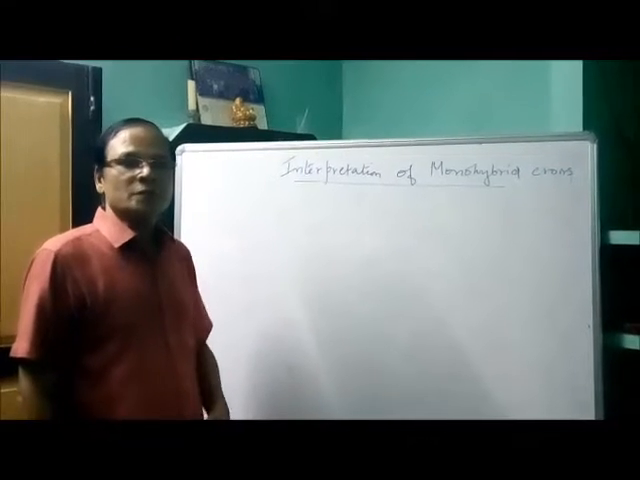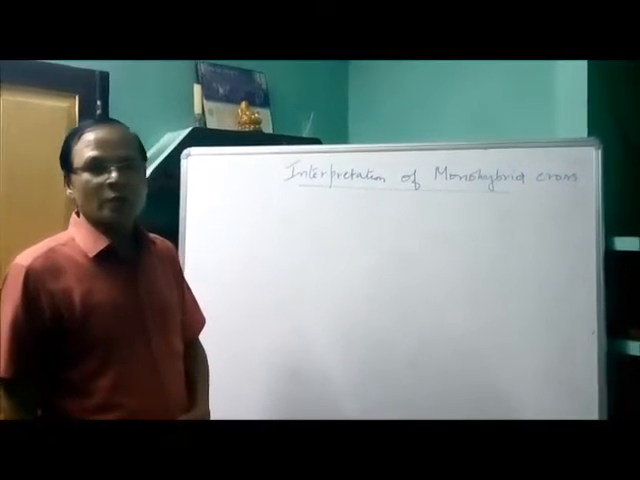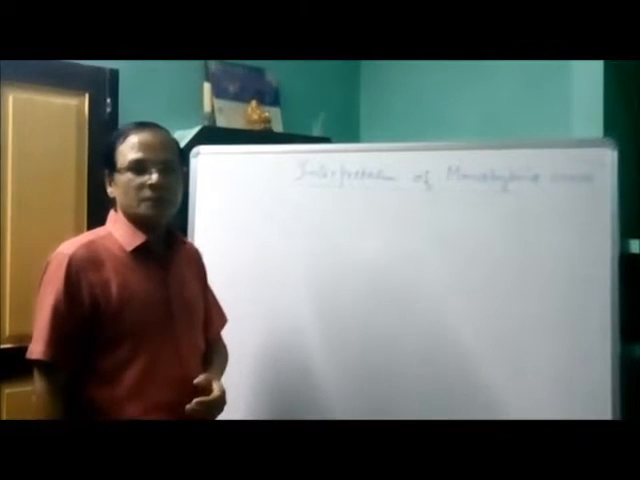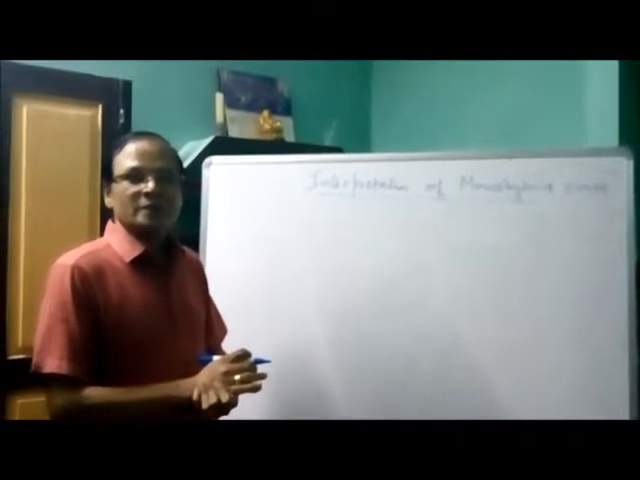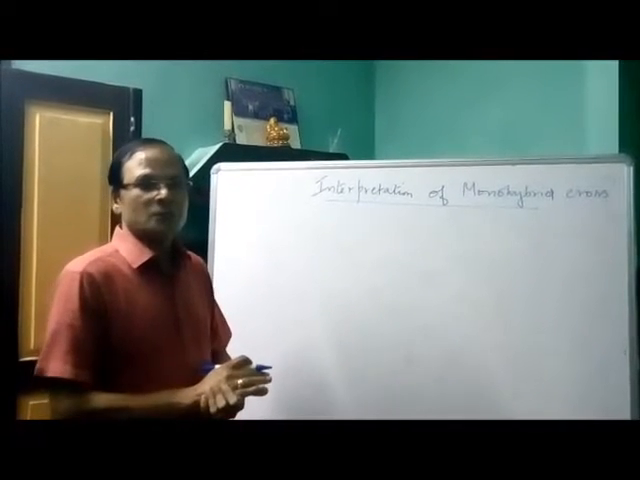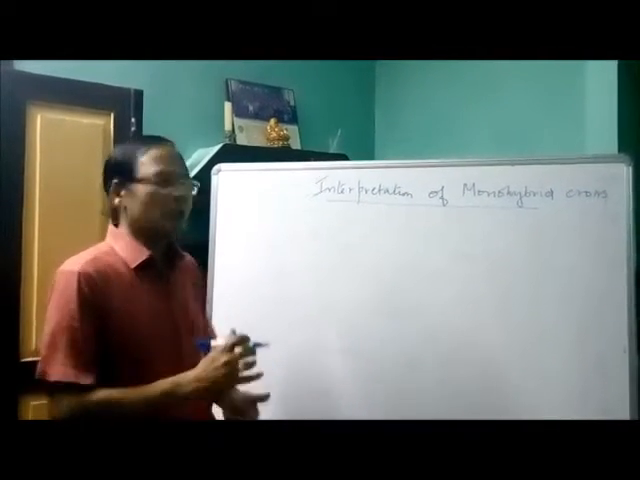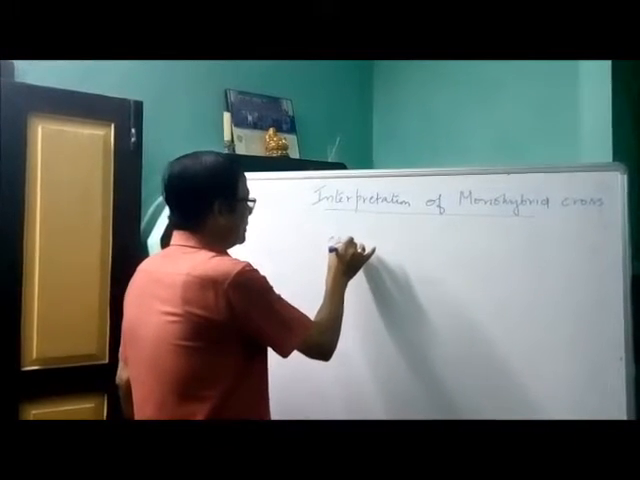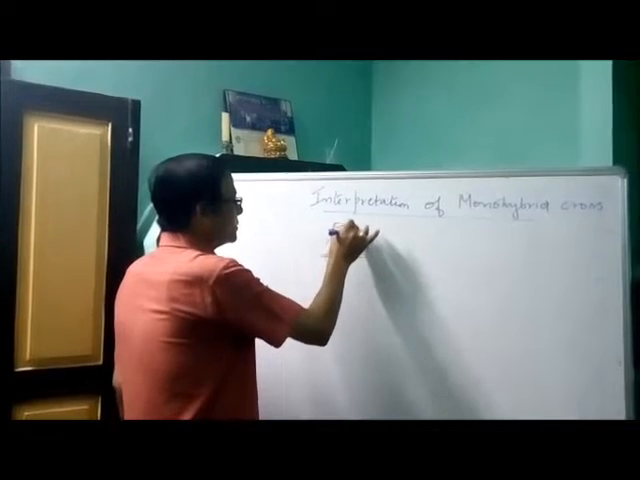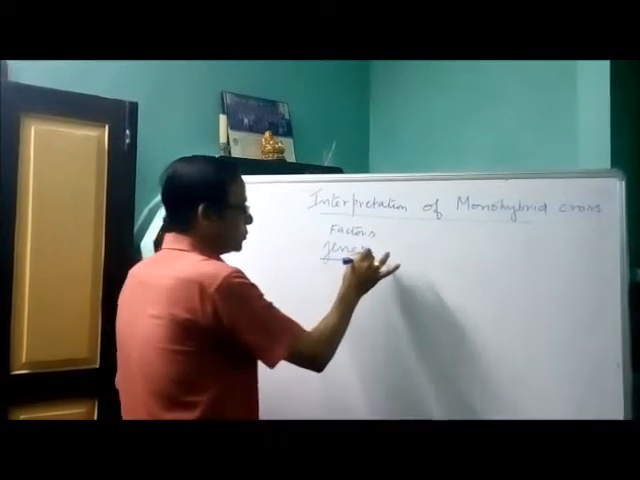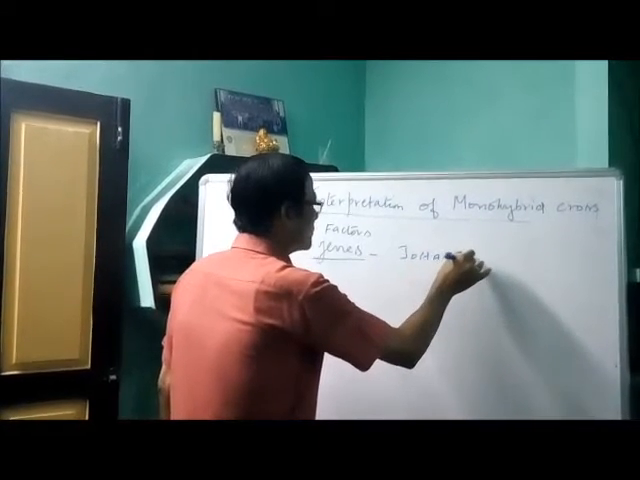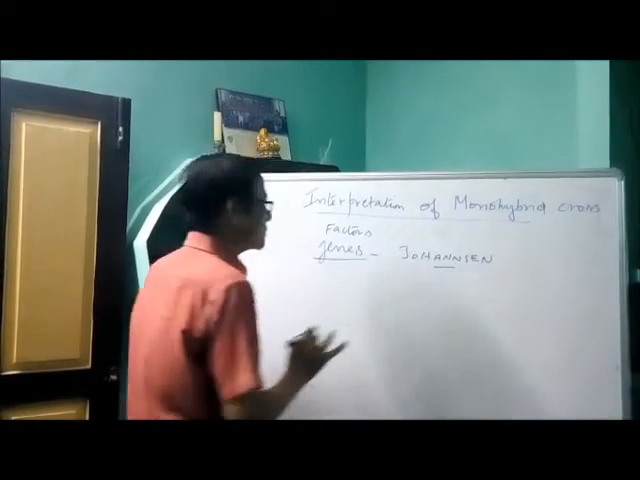The following interpretations were made by Mendel based on monohybrid cross. He concluded that the transmission of factors occurs from one generation to another generation. These factors are now called the genes. Mendel didn't use the term genes, he used only the term factors. The term gene was used by Johannsen.